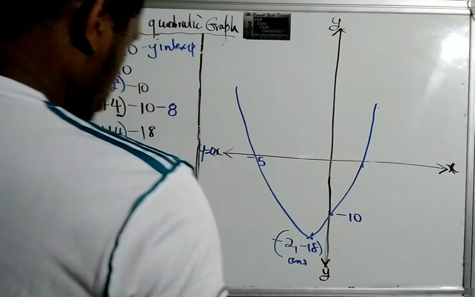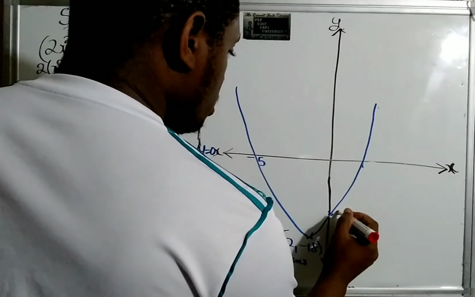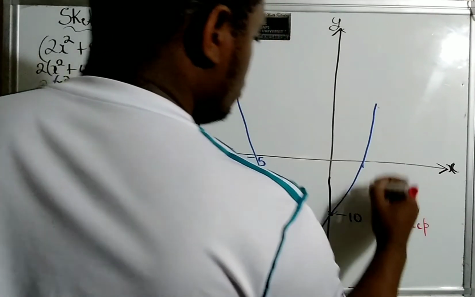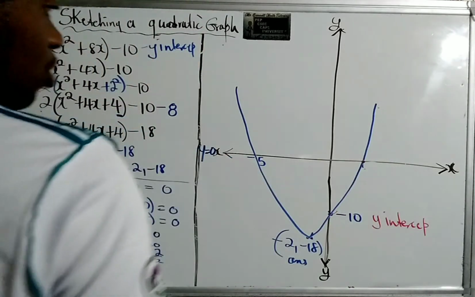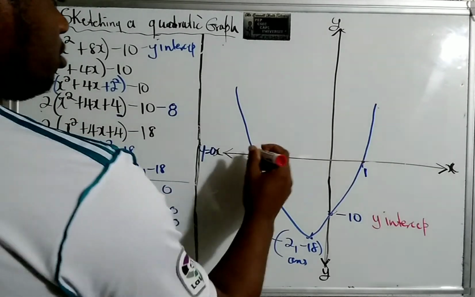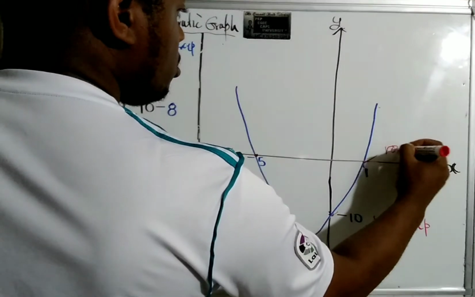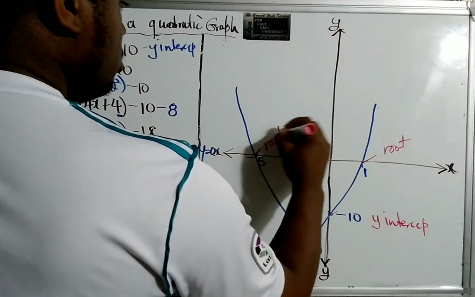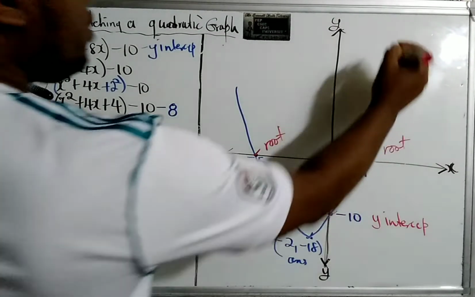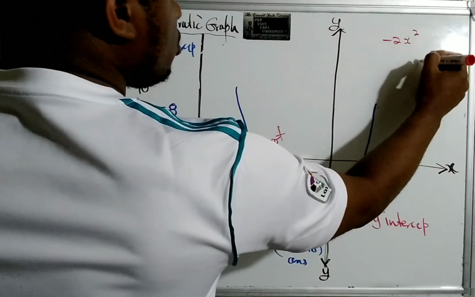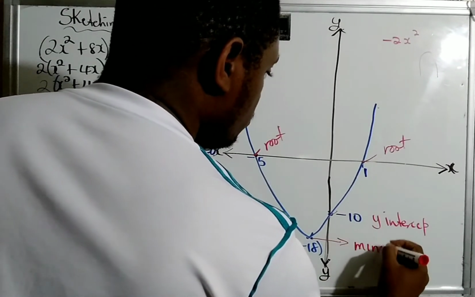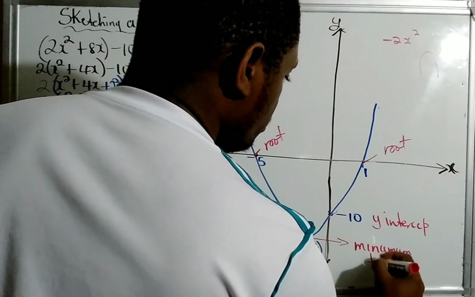Let me just use the red one to highlight it. Where we cut this, this is the y-intercept. And right here, where that point is 1 and negative 5, these points are the roots, right? And as I say, the orientation is a smile because this is positive. If we add negative 2x squared, it would turn up like that and we have a maximum. So let us label this. This is the minimum turning point.